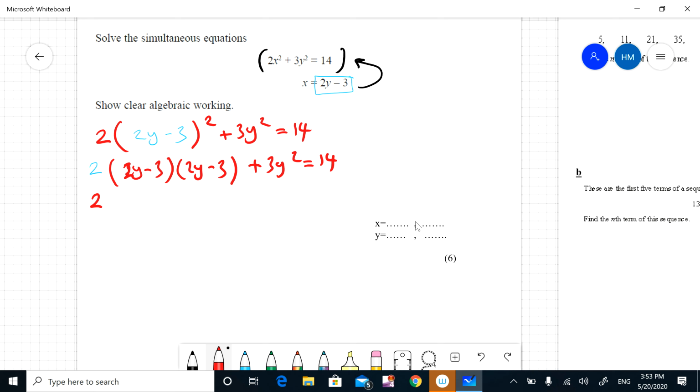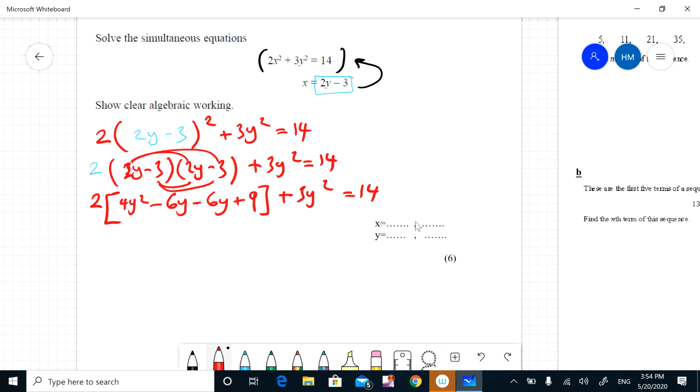So keep 2 outside, expand this: 2y times 2y is 4y squared, 2y multiplied by negative 3 is negative 6y, negative 3y multiplied by 2y is negative 6y, negative 3 times negative 3 is positive 9, plus 3y squared equals 14. But don't forget we have 2 outside, so you have to multiply 2 by each term inside the brackets.